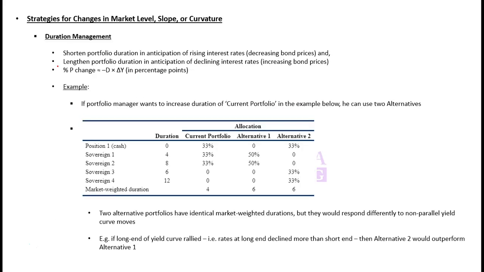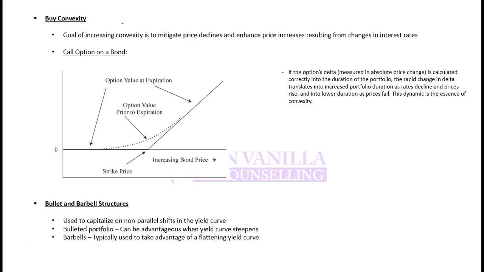That was the first strategy, assuming changes or movement in the yield curve. The second strategy is buy convexity. If you expect the yield curve to remain stable, you sell convexity, and if you expect the yield curve to move, then you buy convexity. The goal of increasing convexity is to mitigate price declines and enhance price increases resulting from changes in interest rate. What does it mean? Here is an example.